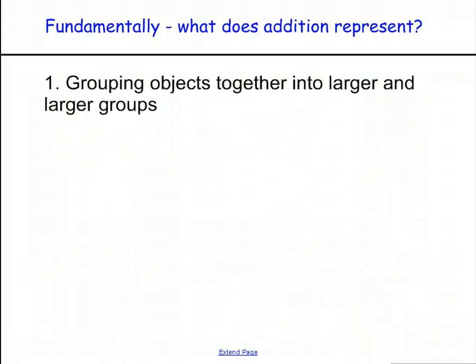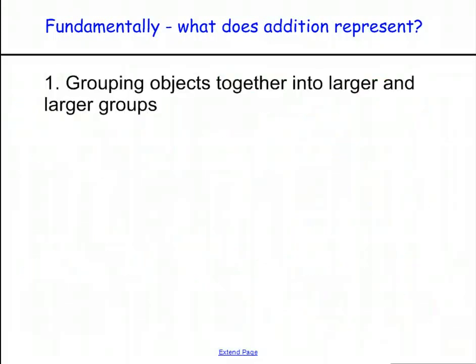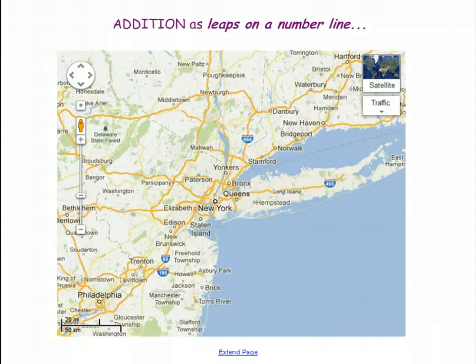So we do know that fundamentally addition can represent grouping small groups of objects together into larger and larger groups of objects. And that's really what we get at when we have something like 25 books plus 14 books is 39 books. We are grouping objects together into larger and larger groups. And this interpretation of it relies on positive numbers. But I want to take a look at something else here for a second and look at addition as the idea of leaps on a number line.